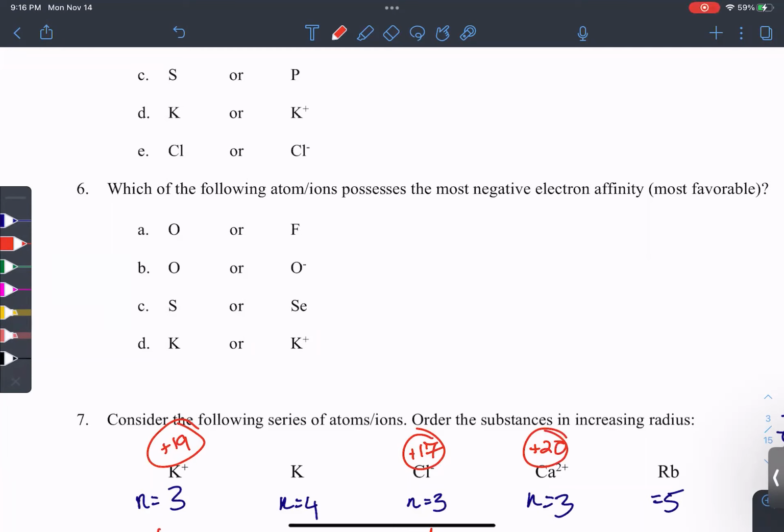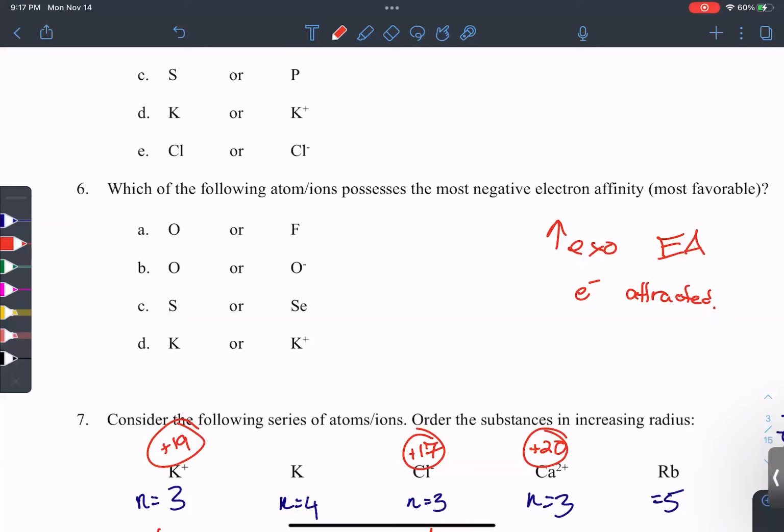Oftentimes when we think about magnitude of electron affinity, we want the most negative, most exothermic value, meaning we want the scenarios where that added electron to the atom is most attracted. So basically you will see more exothermic electron affinities, so more negative electron affinities. All right, so the exothermicness will increase if the added electron is highly attracted to the nucleus.